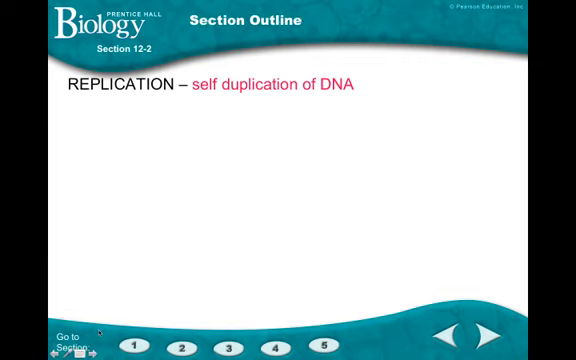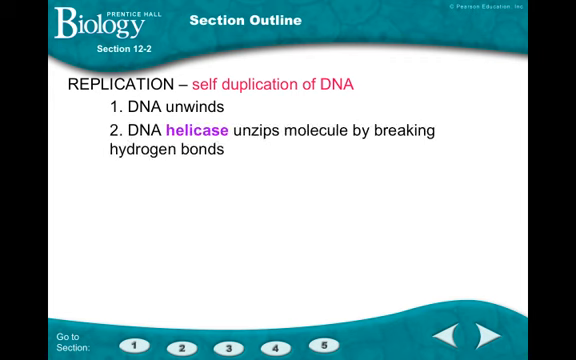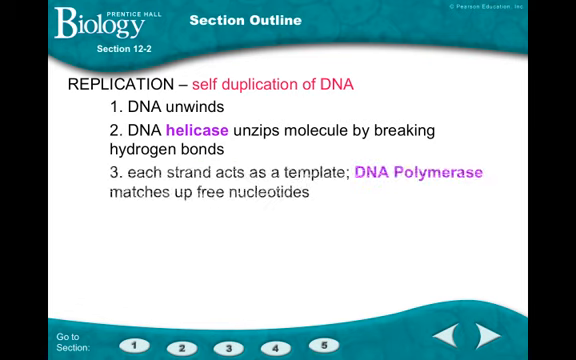the other role of DNA is that it has to replicate itself. So there's what's called self-duplication of DNA. The DNA is going to unwind because it has a hard time replicating itself when it's all twisted up like that. Then helicase comes through and unzips the molecule by breaking hydrogen bonds. Each strand then acts like a template, and DNA polymerase brings in free nucleotides that are already floating in the cytoplasm.